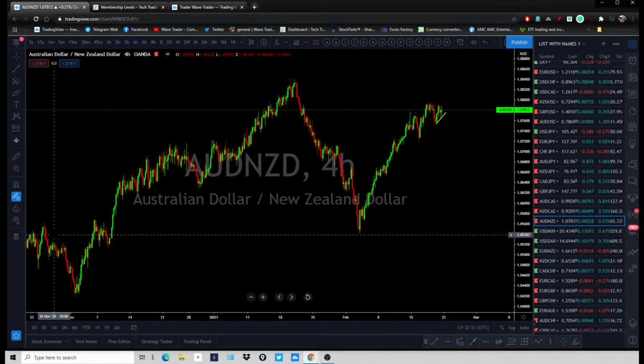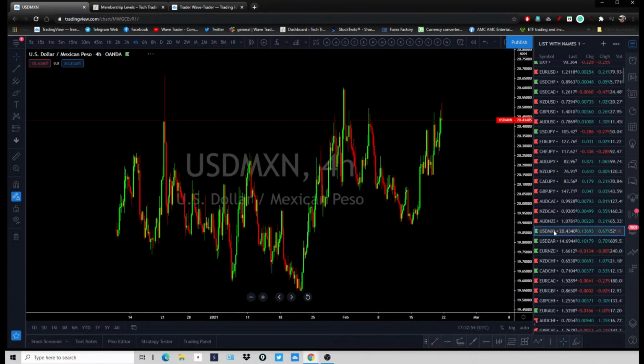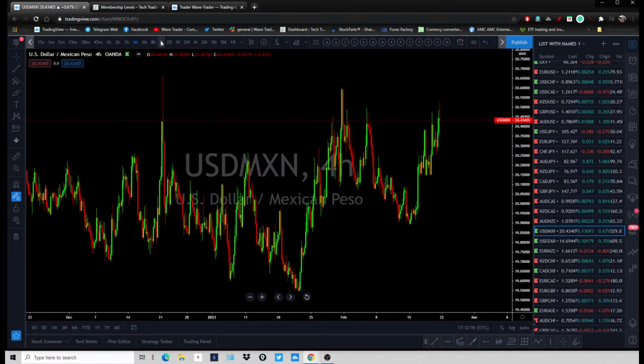We saw strength on the New Zealand dollar when other countries were in lockdown and New Zealand wasn't. Now the New Zealand dollar's strength is struggling, and the other currencies are picking up. So keep that in mind as well.